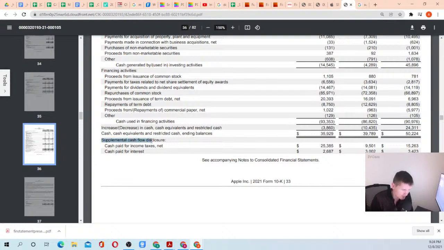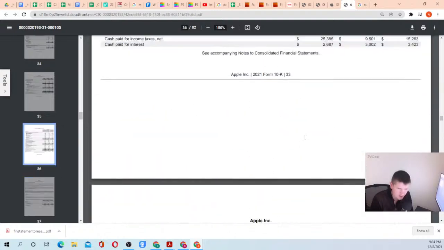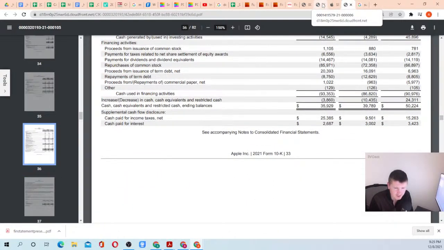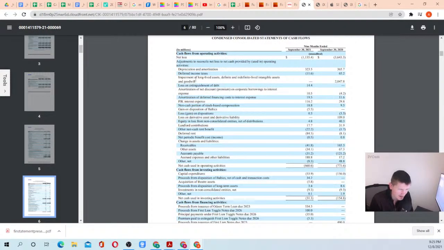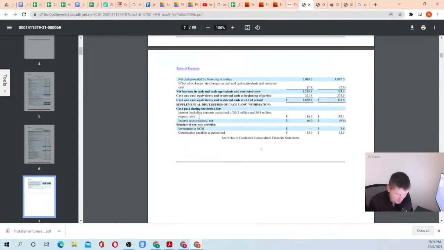And we also have a supplemental cash flow disclosure, and that's for the indirect method. So we show cash paid for income taxes as supplemental information, and we have cash paid for interest, and that's all for Apple. But if we take a look at AMC, a cinema chain with a lot of cash flow issues, you will find out that they also have interest and income taxes, and they also have non-cash activities, some non-cash investments.